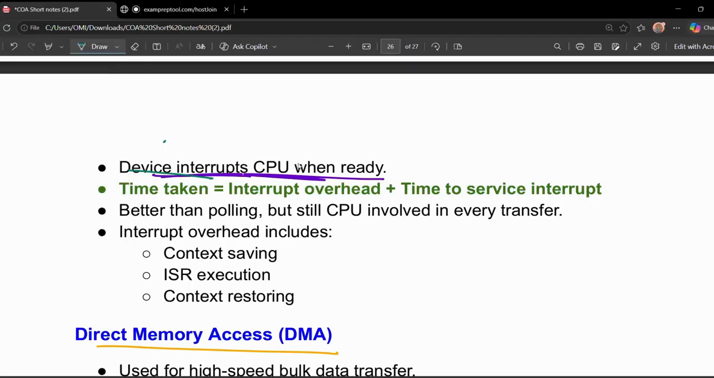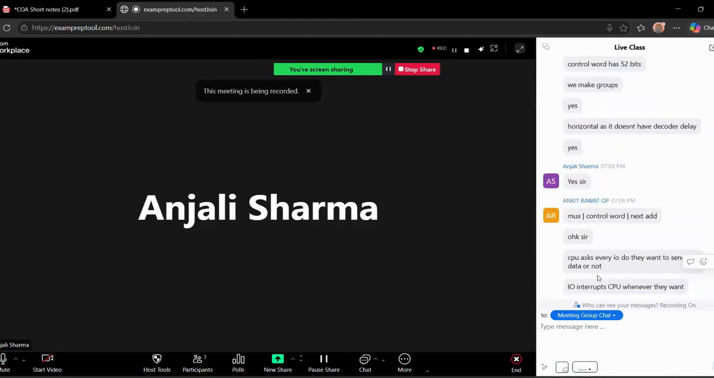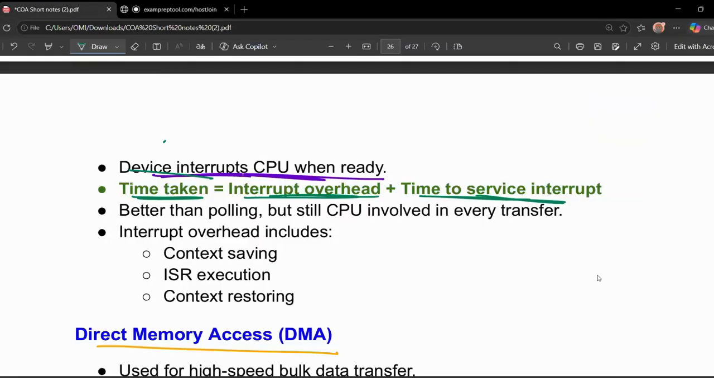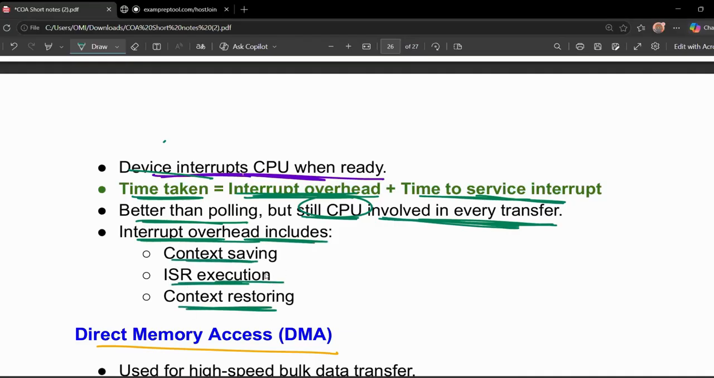Now what is the total time taken? Total time taken will be interrupt overhead plus time to service the interrupt. So it is better than polling, but the CPU is still involved in every transfer. What is this interrupt overhead time? It includes context saving, ISR (interrupt service routine) execution, and context restoring.